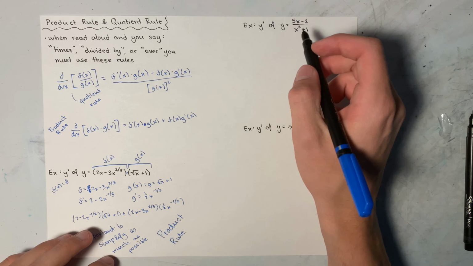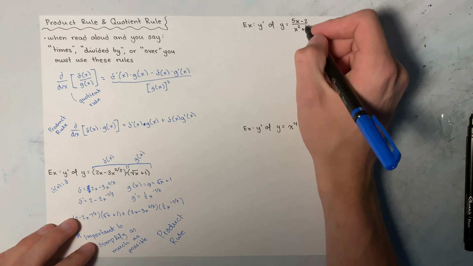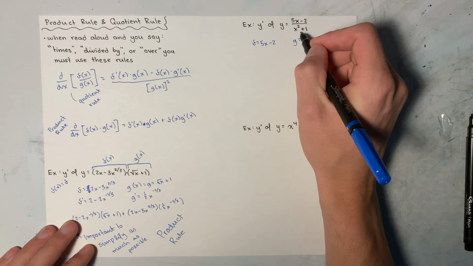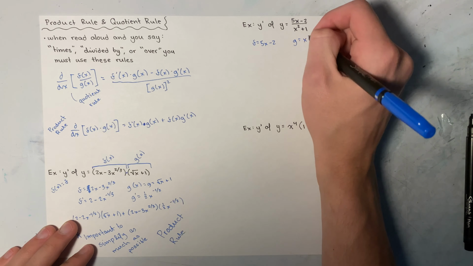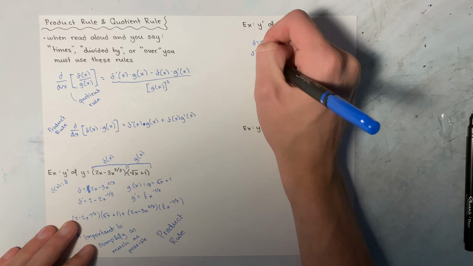And so in this case, we have an example of the quotient rule, where you have some function divided by another function. So you always denote your top function as f of x. Again, I just write it as f. So in this case, our f is just going to be equal to 5x minus 2. And our g, which is the function in the denominator, is just going to be x squared plus 1. Now f prime is going to be equal to 5. g prime is going to be equal to 2x.